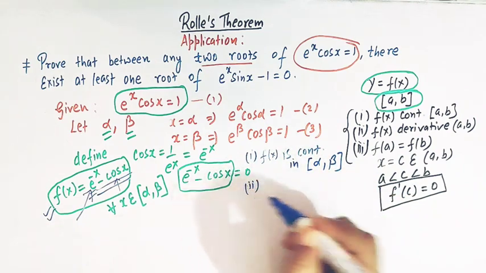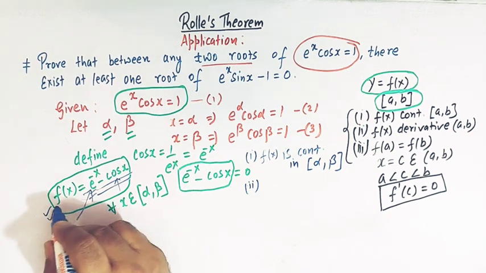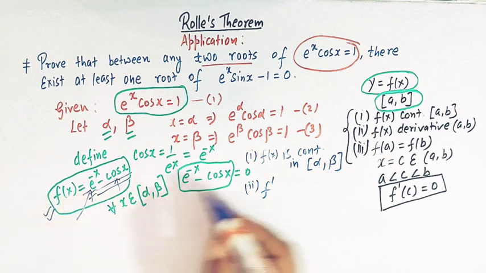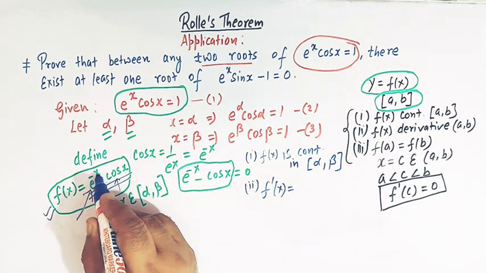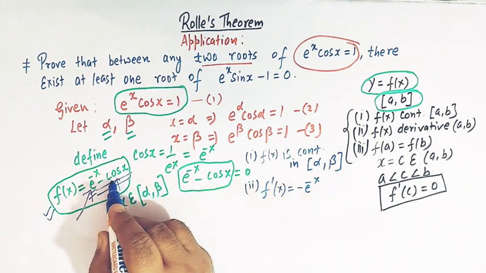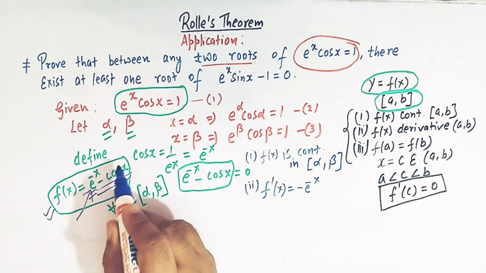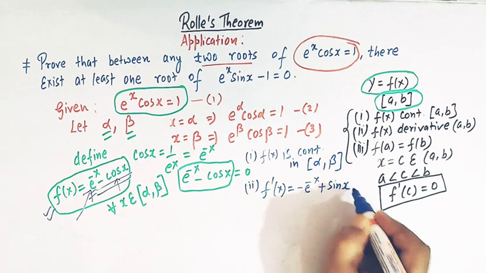Now let us see the second condition. So now let us find out the derivative of f of x, that is f prime of x. The derivative of e raised to minus x is negative of e raised to minus x, and the derivative of cosine x is negative sine x. So this negative and negative sine x becomes positive sine x.